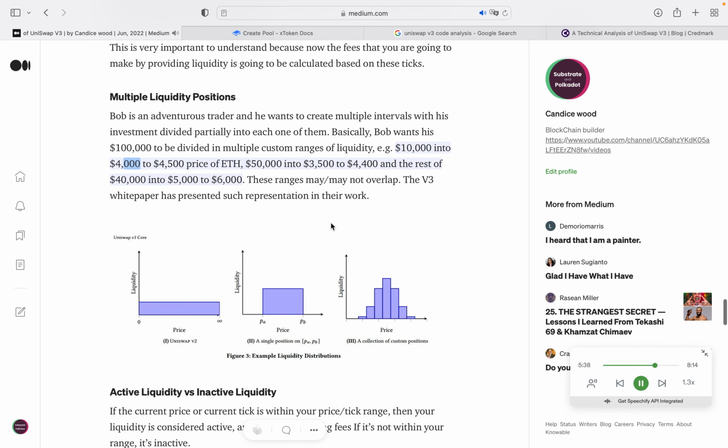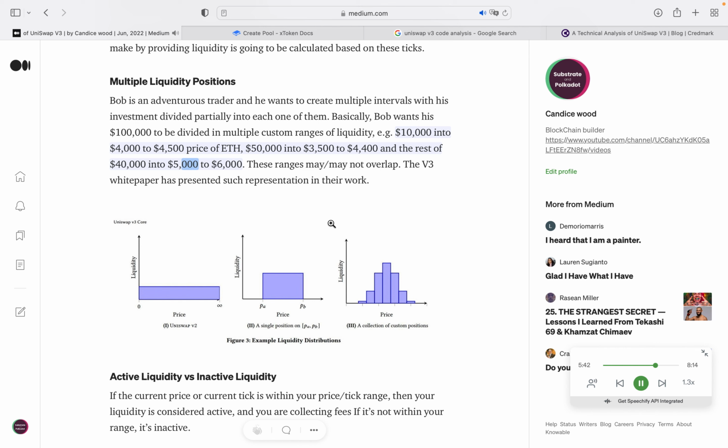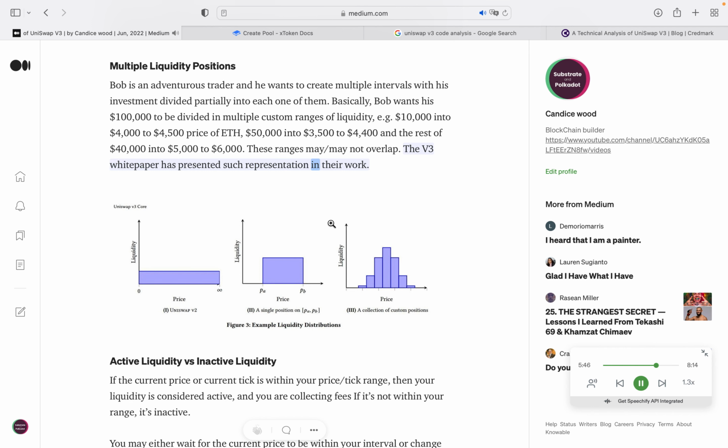$10,000 into $4,000 to $4,500 price of ETH, $50,000 into $3,500 to $4,400, and the rest of $40,000 into $5,000 to $6,000. These ranges may not overlap. The V3 white paper has presented such representation in their work.